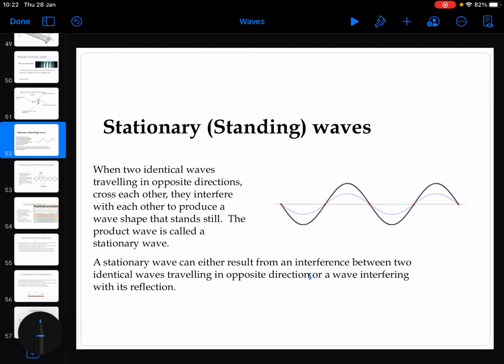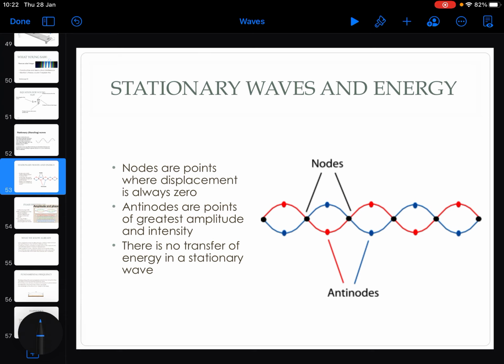They also have things called nodes and antinodes. Nodes are points on the wave where displacement is always zero. Antinodes are points of greatest amplitude and intensity. There is no transfer of energy in a stationary wave.